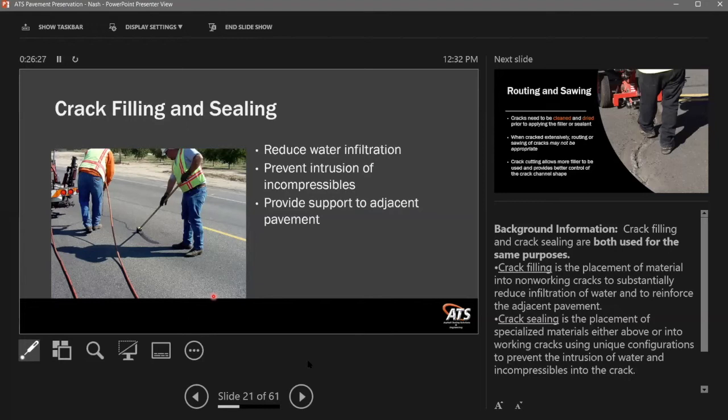So you're going to reduce the water infiltration, prevent the intrusion of anything else that is detrimental, like clays or any type of deleterious materials, as we consider them, root systems that could possibly grow legs and be able to tear apart your pavement. You want to provide support to the adjacent pavement, meaning you don't want to just put a little bit of material in there. You want to actually fill that crack. You do not want to leave any of those gaps, because then you're defeating the purpose of sealing it off from that water and any other materials.